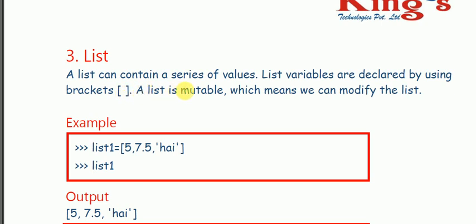A list is mutable. Mutable means we can change the value, but strings and tuples are immutable. Immutable means we cannot change the value. Mutable means we can change and modify the list.